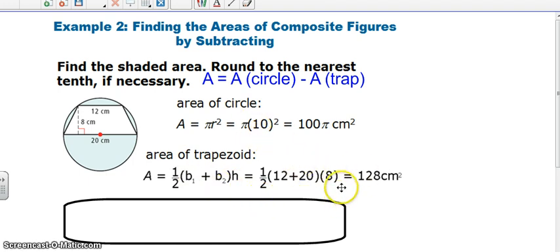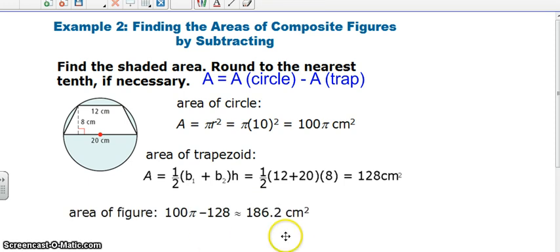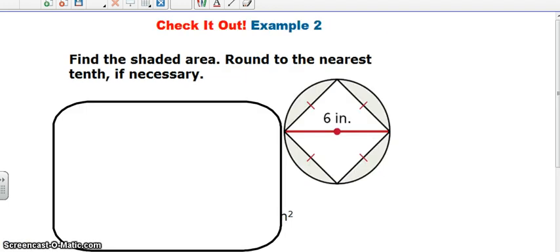And we're going to subtract this from the area of the circle, and rounding to the nearest tenth, we have 186.2 centimeters squared. Excellent. Let's do it again. Another donut type problem. So we have a plan. And what is our plan?